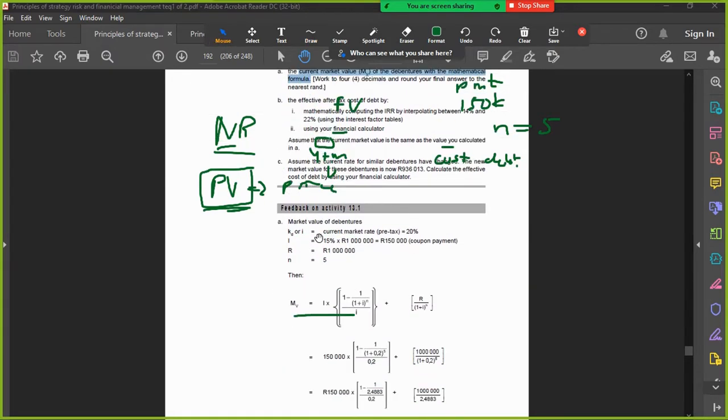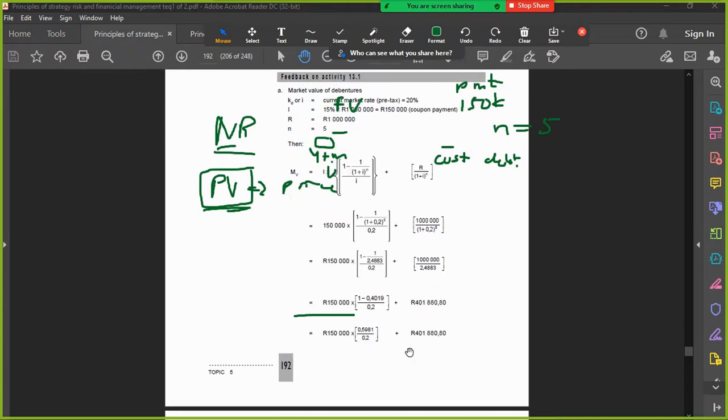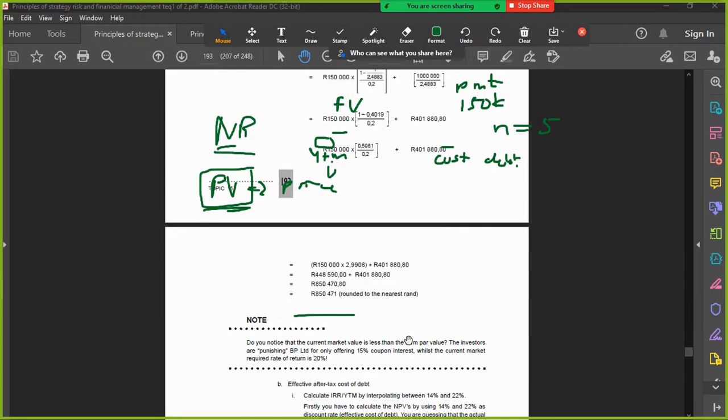Let me quickly. See, they've used maths to do it. You don't have to do it this way. It's much faster doing it what I've said. Okay, I'm going to grab my calculator.